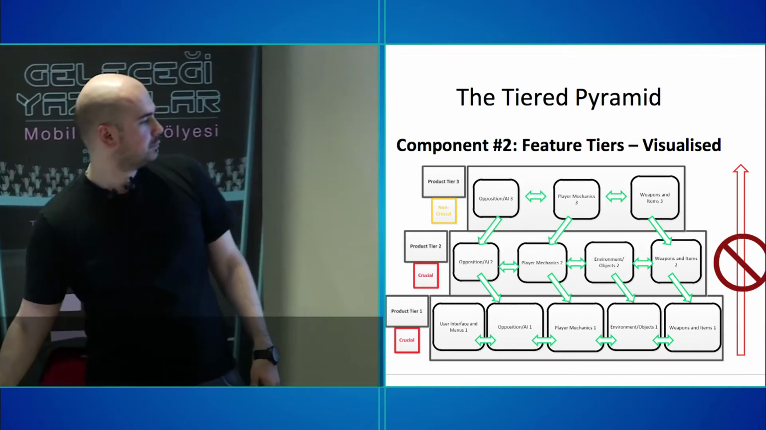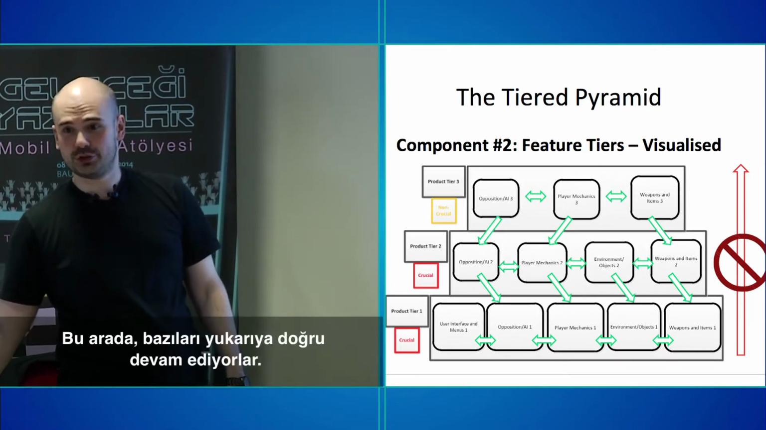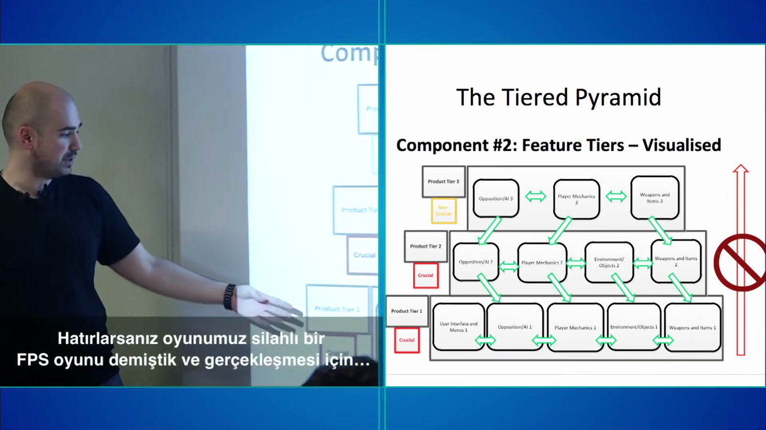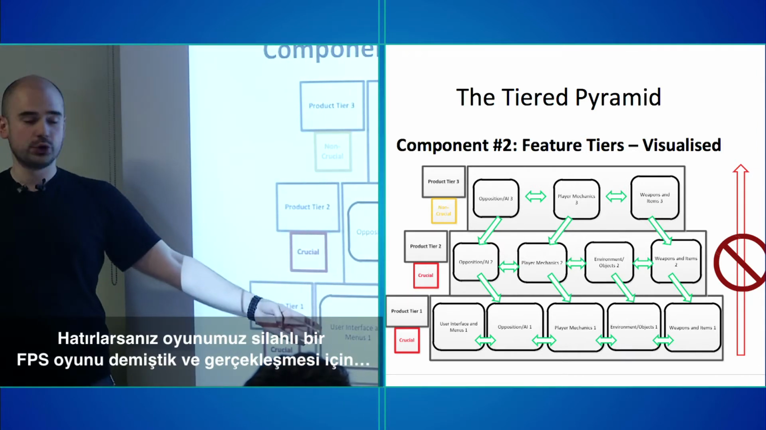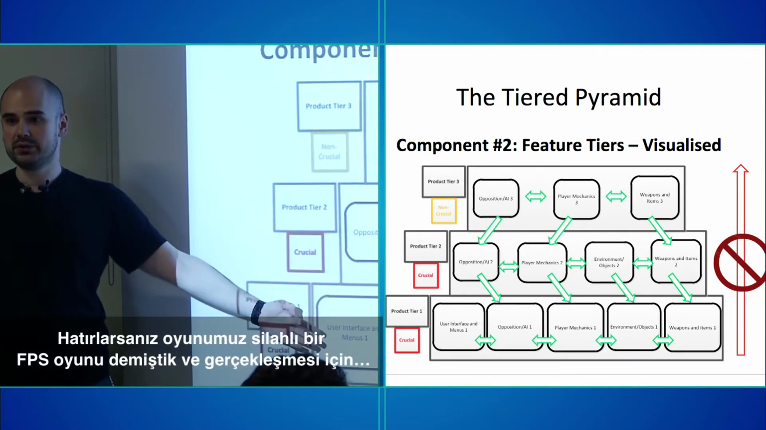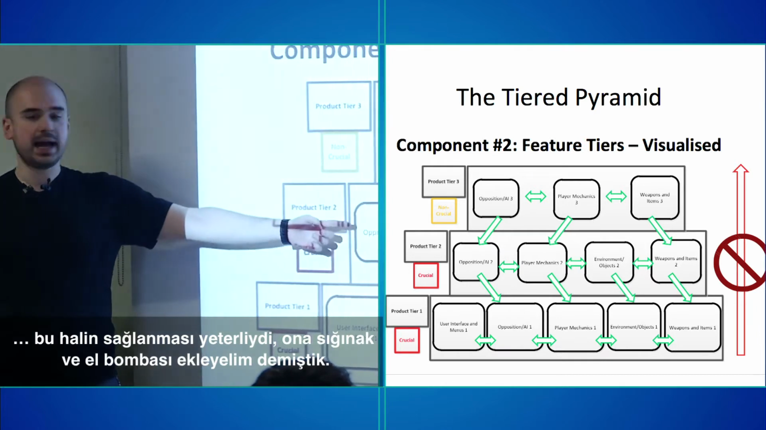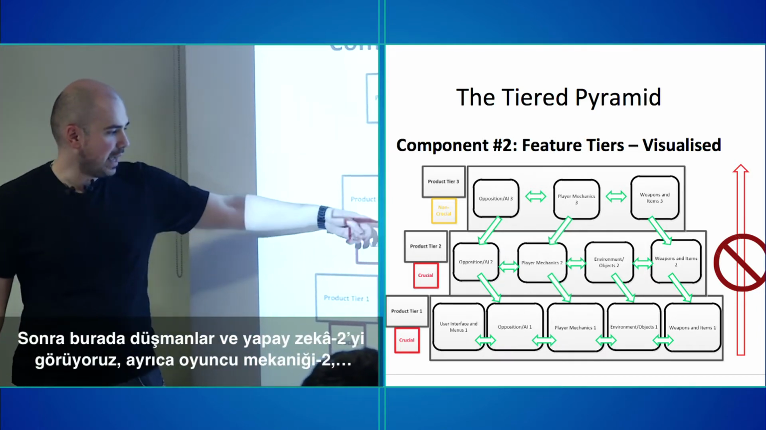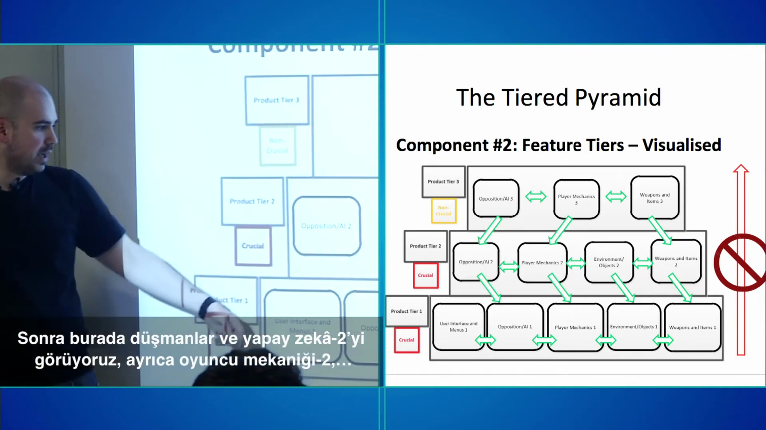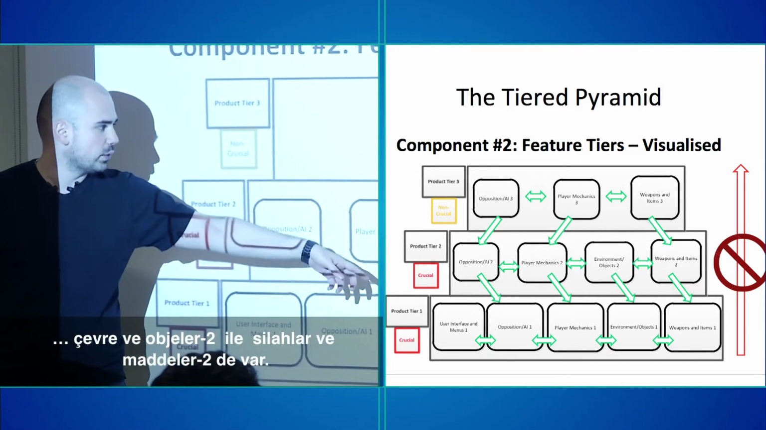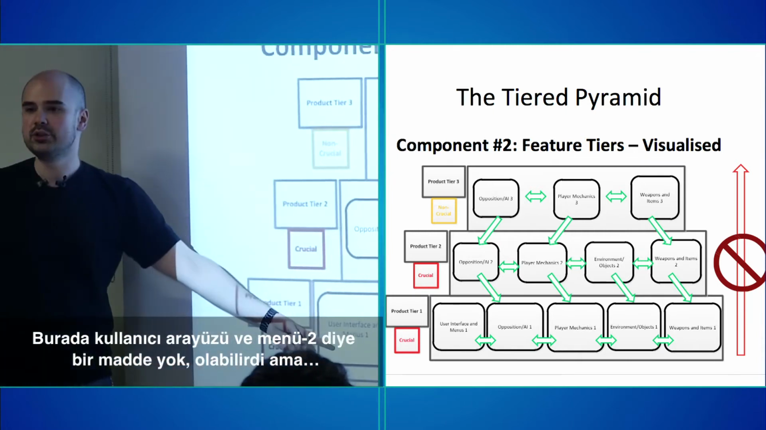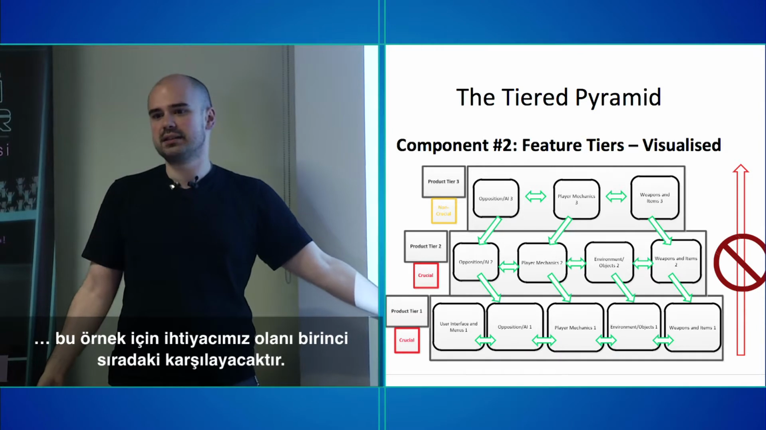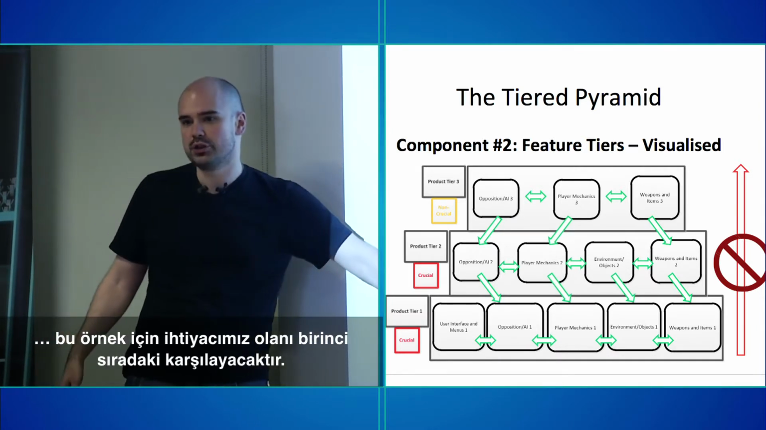Incidentally, some of them continue upwards. When you get to product tier 2, some of them actually come with. You remember that we said we need a first-person shooter with weapons, and that's pretty much all we need. And then we're going to add cover and grenades. Then we have opposition AI 2, player mechanics 2, environment and objects 2, and weapons and items 2. We don't have any user interface and menus 2 in this case. We could have, but in this instance, we already have enough user interface and menus.